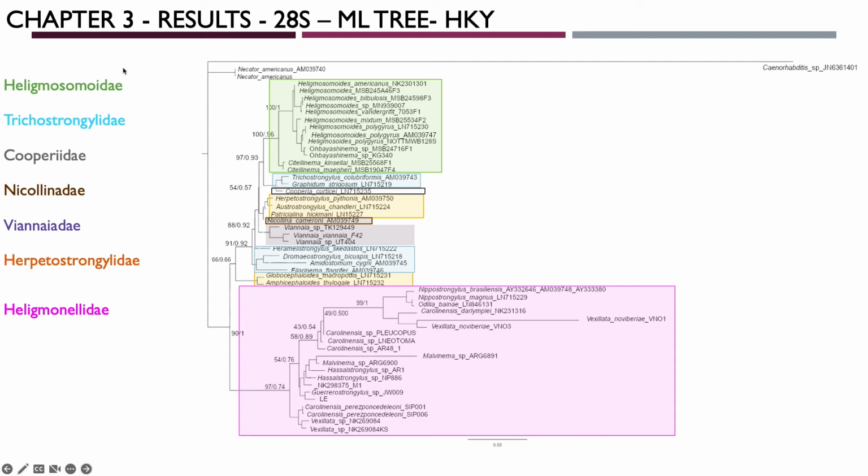So let's get into the trees. That's why you're all here to see this, right? You're ready to see some trees? All right, so here's our 28S maximum likelihood tree. On here, we have both the maximum likelihood and the bootstrap score.